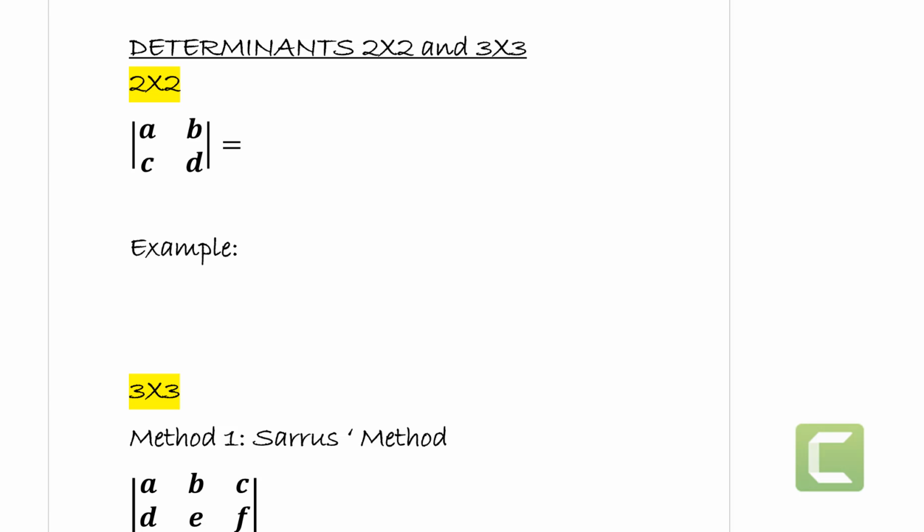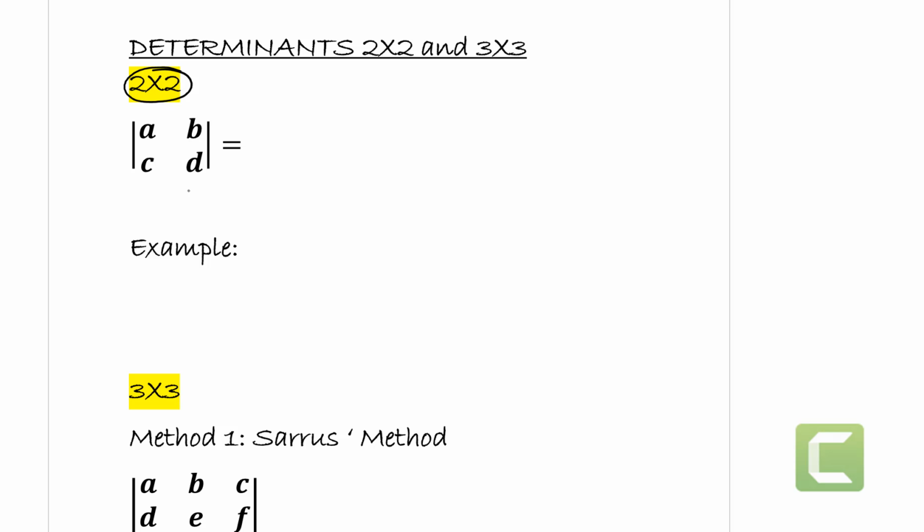In this video, we'll talk about determinants 2 by 2 and 3 by 3. So let's start with 2 by 2. If we have a determinant with 2 lines and 2 columns like we have here, we write it in this form: A, B, C, D.